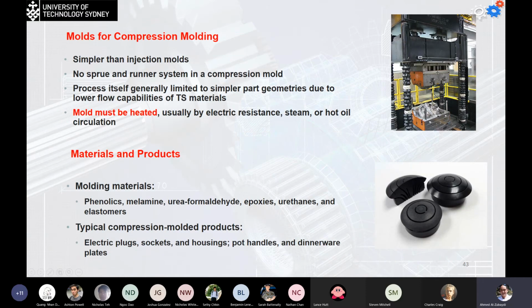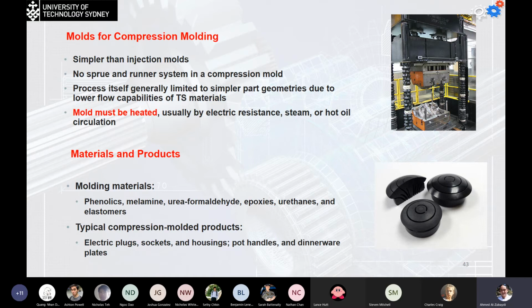The molds we can use for compression molding usually are going to be simpler than the injection molding because it's going to be an open shape. No sprues and no runner systems are used in compression molding. The process itself is generally limited to simpler part geometries due to the lower flow capabilities of the thermoset materials. The molds must be heated, usually by electrical resistance, steam, or hot oil circulation, to increase the rate of the solidification or the curing.